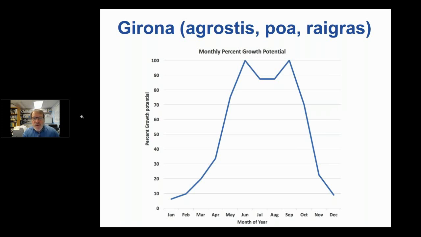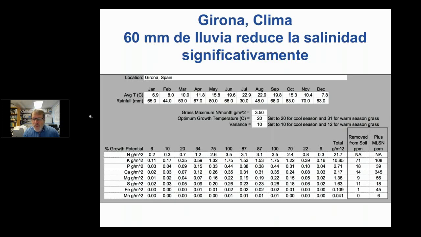And if we estimate the amount of nutrients that are needed based on this monthly growth potential, we can come up with a table. And this spreadsheet is available for you also. Looking at the monthly average temperatures for the year, we can calculate the total grams of nitrogen per meter squared, potassium, phosphorus, calcium, magnesium, all of the nutrients that are required for the plant to grow. And if we look at how much that represents in the soil in parts per million, it will be pulling out almost 22 grams per meter square of nitrogen. It'll pull out about 71 parts per million of potassium, 18 parts per million of phosphorus, 14 parts per million of calcium, 9 parts per million of magnesium. So that's what the plant is expected to pull out of the soil.